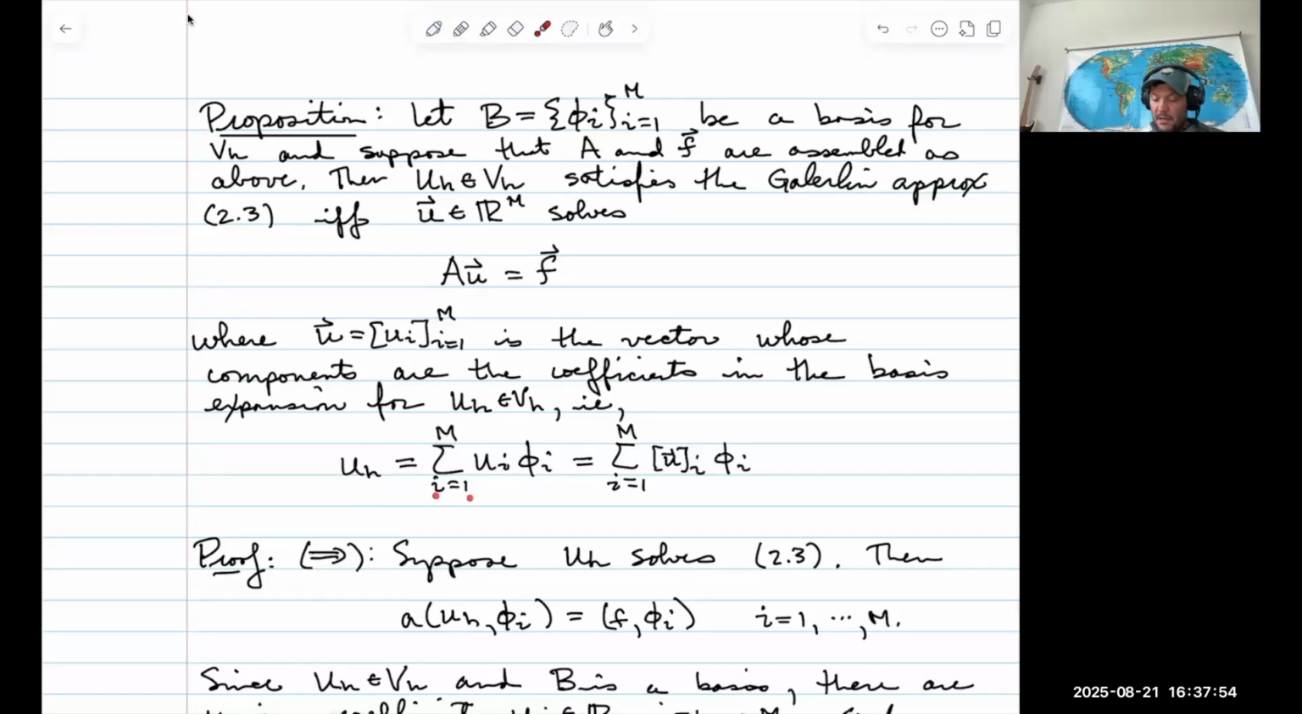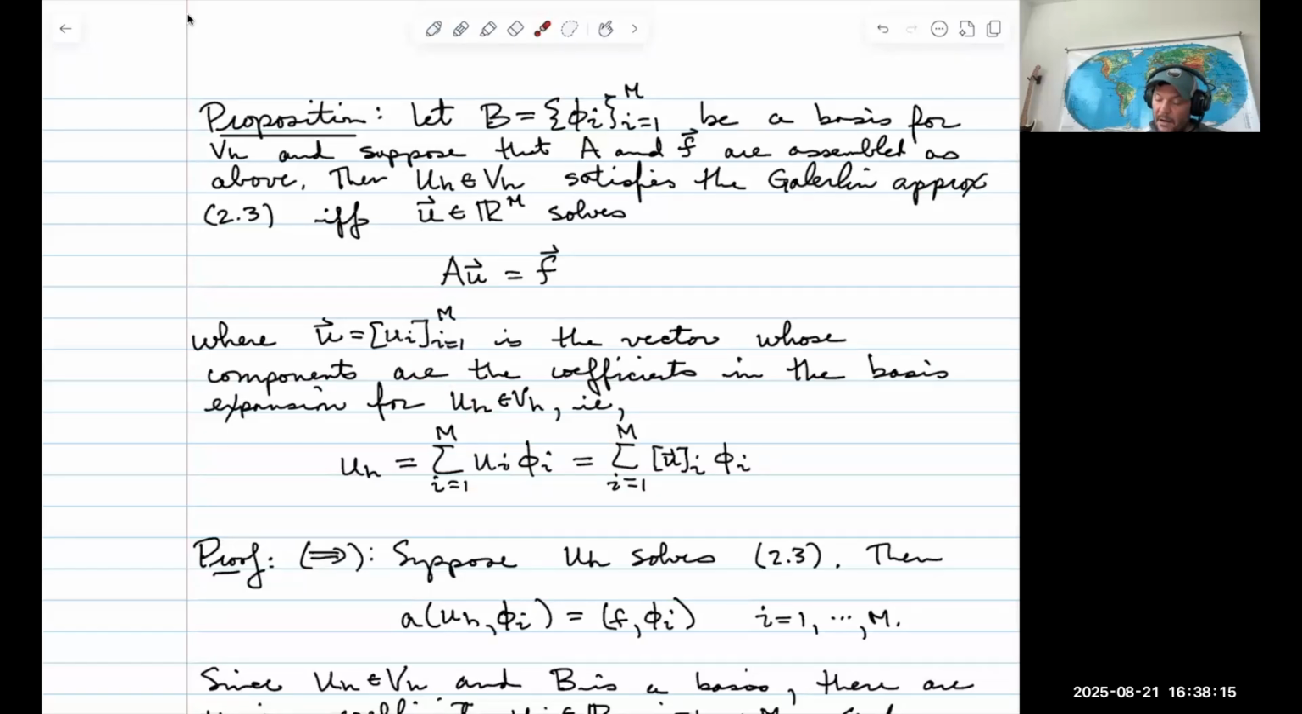So in other words, u_h is equal to the sum over i equals 1 to m of u_i phi_i. So here are the coefficients that I want to pick up, and those are precisely going to go into there and give me the coefficients for this vector I'm going to call u.